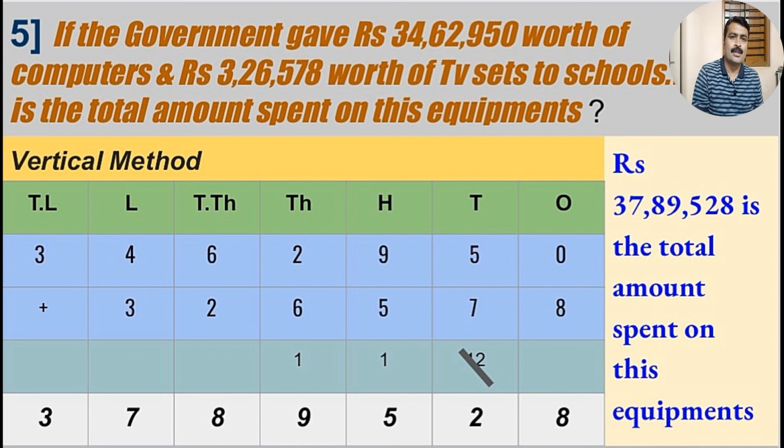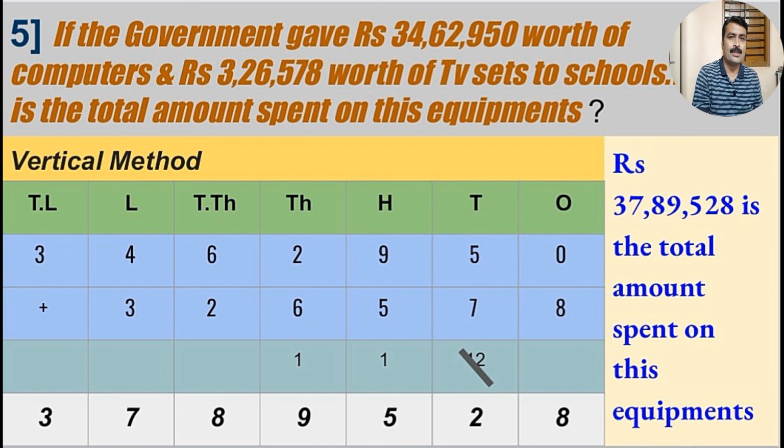So in the thousands column, 2 plus 6 we get 8, and 8 plus 1 we get 9 as the main answer there. Thereafter at the ten thousands place, 6 plus 2 we get 8. At the lakh place, 4 plus 3 we get 7, and at the ten lakh place we write 3 as it is in the main answer. So the final answer we get here is 37,89,528. So this is the total rupees spent by our government on this equipment.